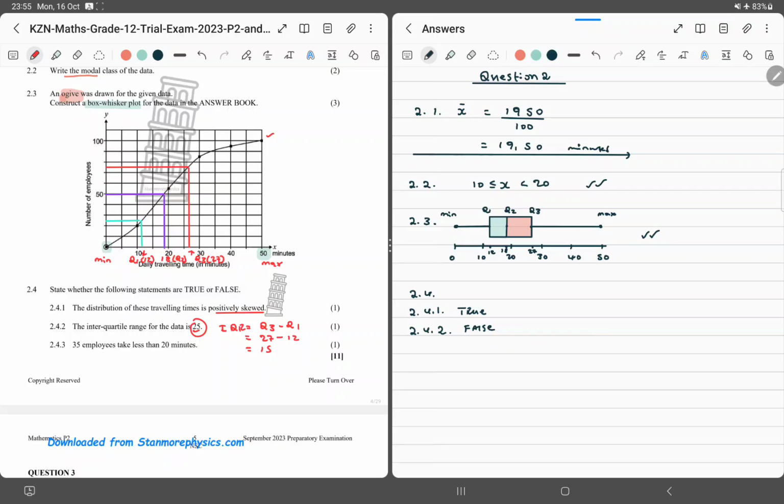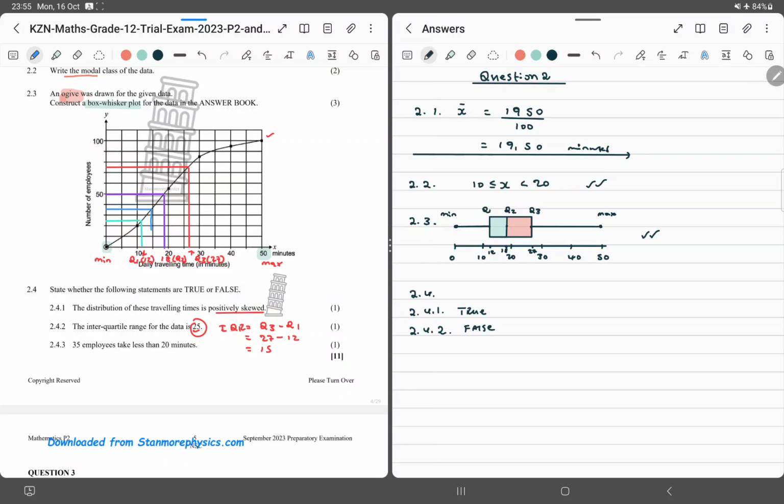It is false. Now, 35 employees take less than 20 minutes. So let's see, is that so? Let's look at 35 on our O drive. So 35, this is 10, 20, 30, and then 35 is over there. So let's go to the cumulative frequency stuff there.